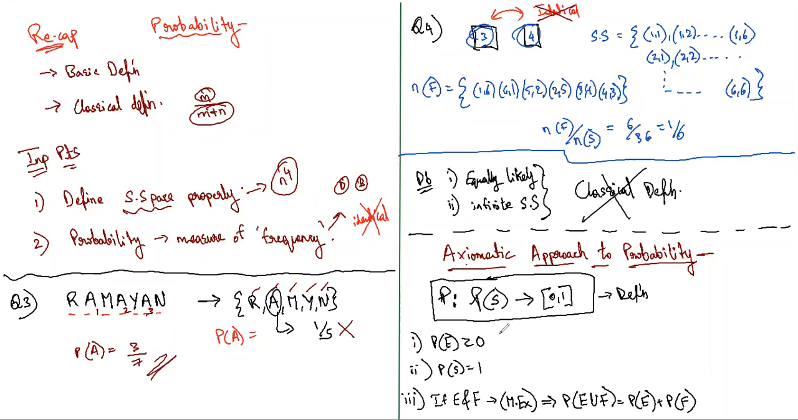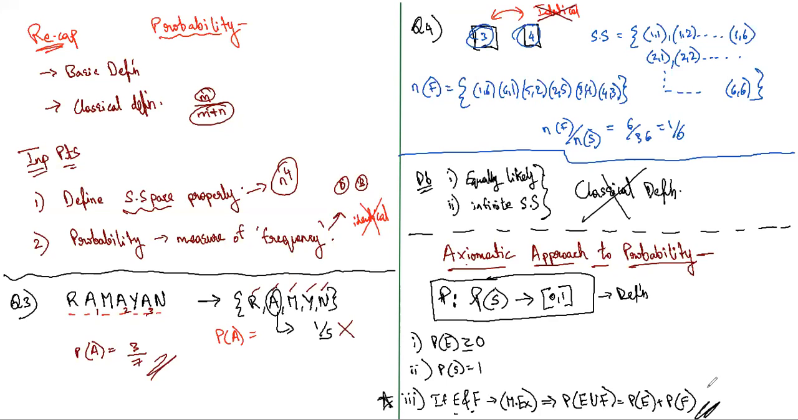These are the 3 axioms. First axiom is called the axiom of positivity. It means probability will always be positive, non-negative, 0 or greater than 0. Second axiom is probability of sample space is 1. Third, this is important. If 2 events are mutually exclusive, then the probability of E or F, E union F, will be probability of E plus probability of F.